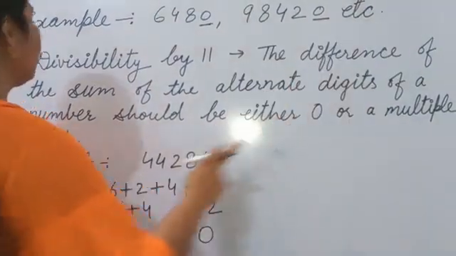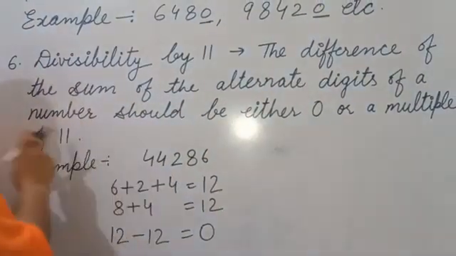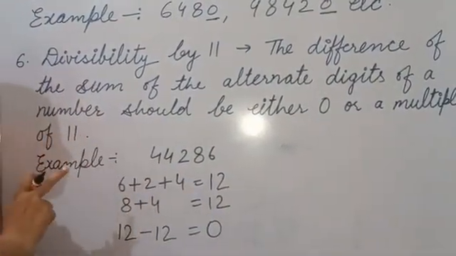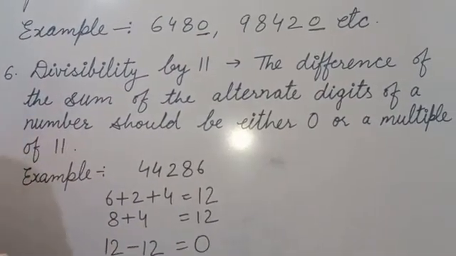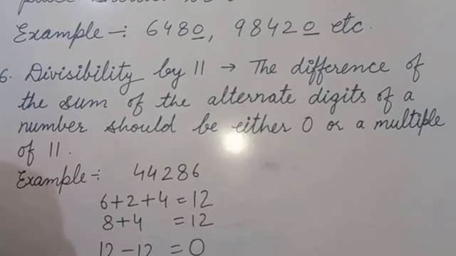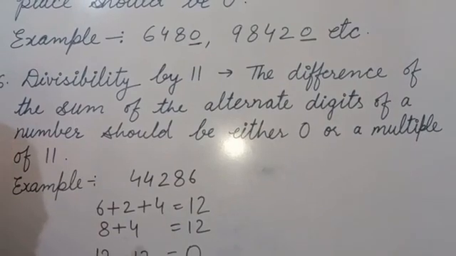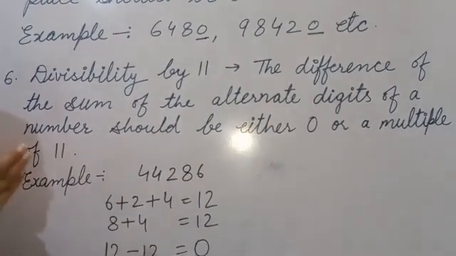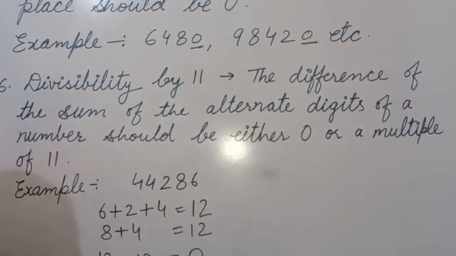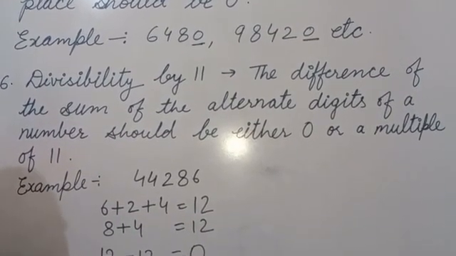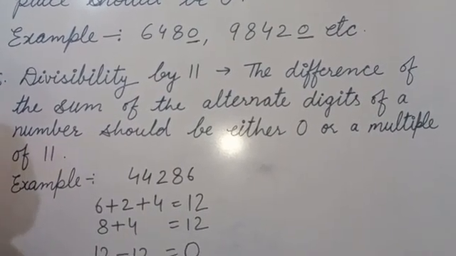The difference of the sum of the alternate digits of a number should be either 0 or a multiple of 11. Alternate digit means one after one, means we will skip one digit. एक के बाद एक डिजिट को छोड़ेंगे, फिर नेक्स्ट. So अल्टरनेट डिजिट्स का जो सम है उनका डिफरेंस जो है that will be 0, otherwise multiple of 11. या तो उनका जो डिफरेंस है वो 0 होना चाहिए या फिर मल्टीपल ऑफ 11.